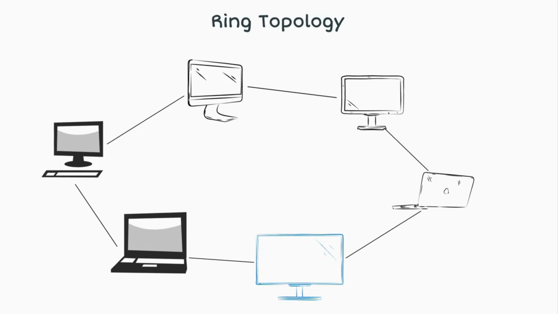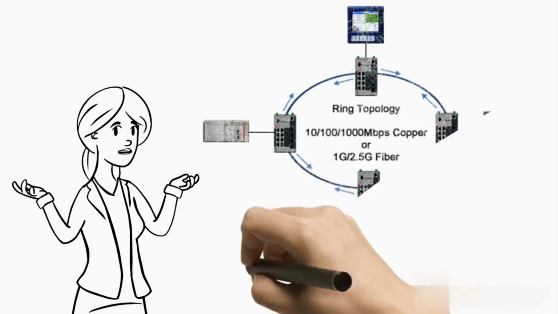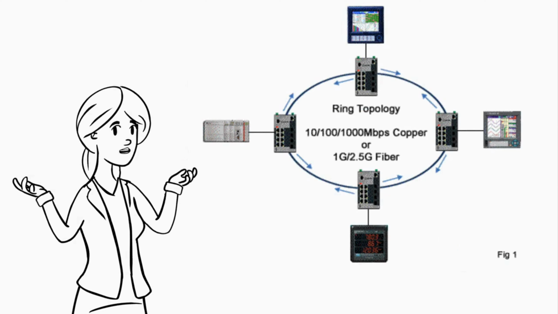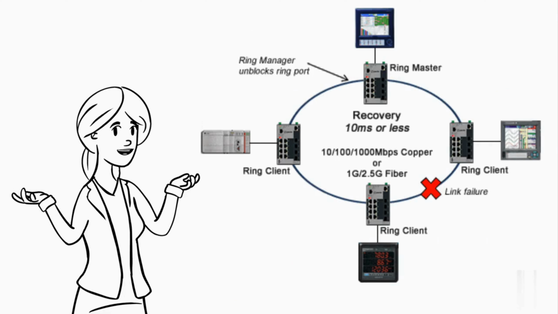Ring topology can perform well in networks with high traffic because data travels in one direction, reducing the chances of packet collisions. However, if one device or cable fails, it can disrupt the entire network.